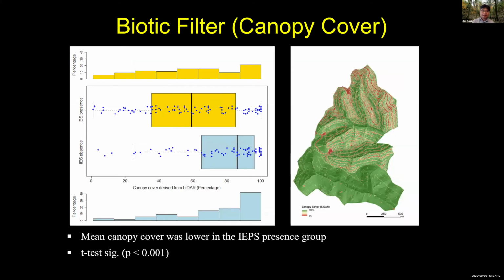And finally, I'm looking at the biotic filter, which is described by the canopy cover that is estimated from the LIDAR data in 2013. From here, what we saw based on the box plot and the histogram is that the mean canopy cover was lower in the IEPS present group, meaning that the area with reduced biotic resistance would also be the area associated more with the IEPS.